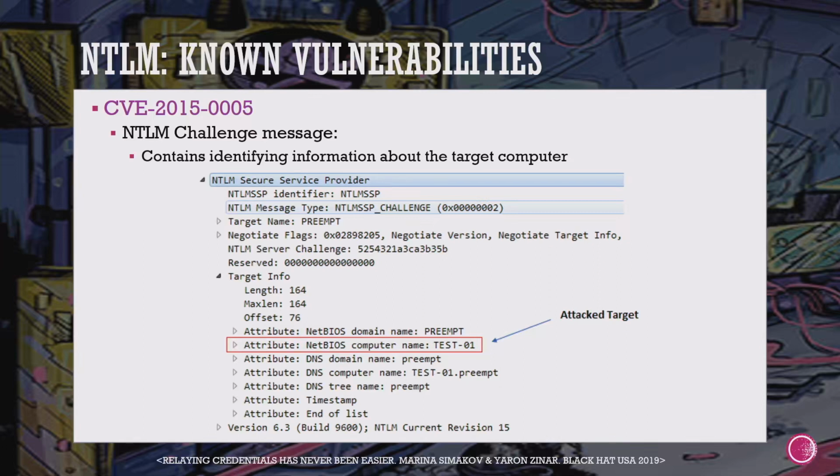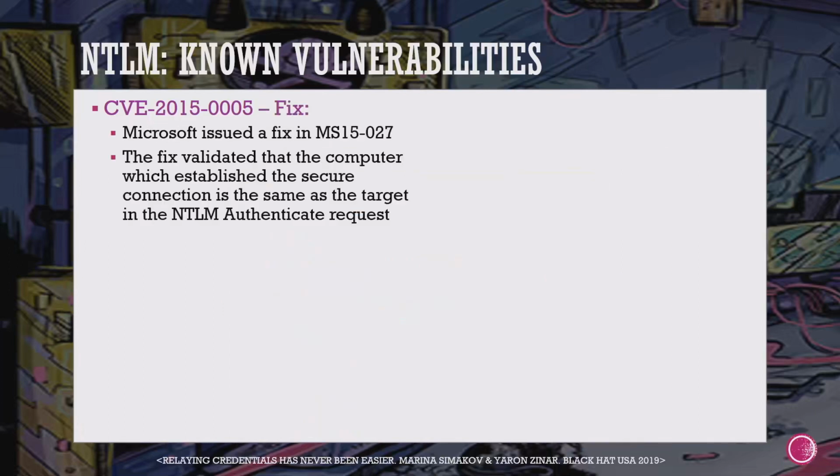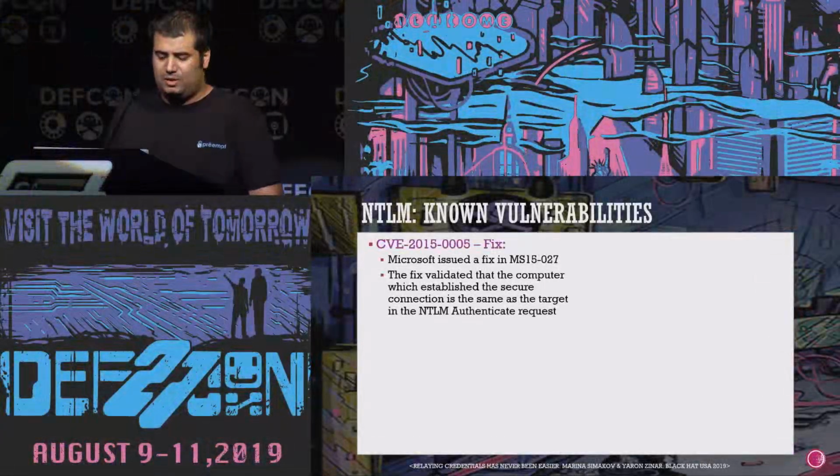When this message is received by the NTLM client, the NTLM client will echo all the AV pairs fields that it received. You can see that it echoed the name test-01, but the important part is that when it signs the message, the NTProof string signs all the AV pairs. This means that an attacker cannot modify or tamper with any of the AV pairs and needs to relay them directly. So what was the fix that Microsoft applied? Microsoft simply compared the NetBIOS computer name to the netlogon originator.